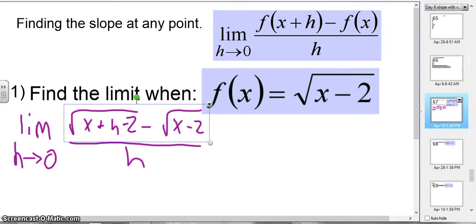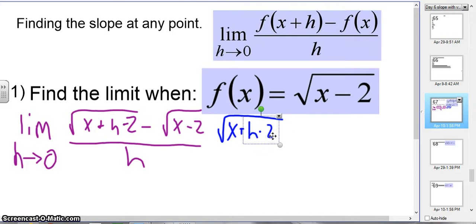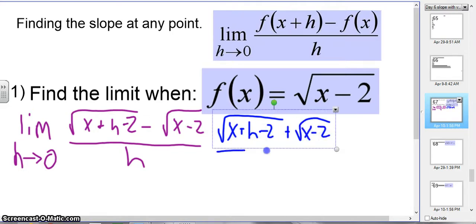Since we have a radical in the question, we are going to want to rationalize this, because if we plug 0 in, it's going to be undefined. So we're going to multiply by the conjugate. The conjugate is radical x plus h minus 2 plus radical x minus 2. So we're going to multiply the top and the bottom by this.